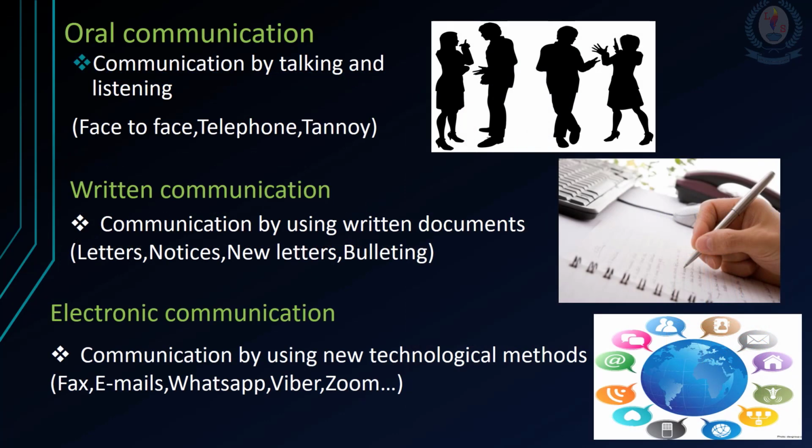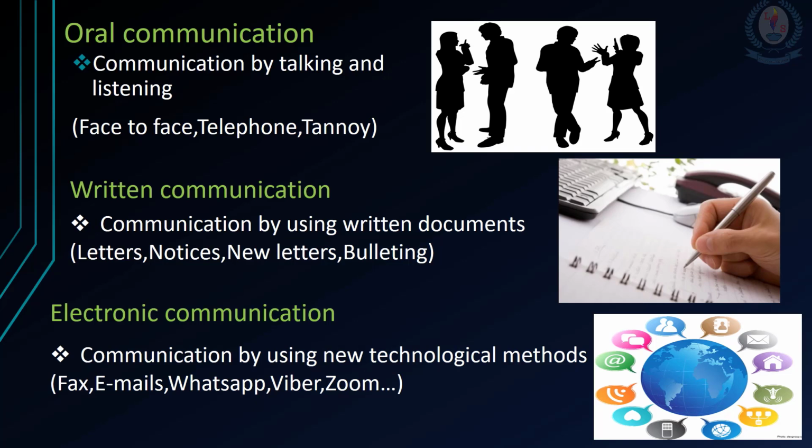Okay, we'll see. The first one is oral communication. That means communication by talking and listening, always through words. As examples, face-to-face and telephone. Written communication means communication using written documents, always giving evidence: letters, notices, newsletters, bulletins. And the latest one is electronic communication, communication by using new technological methods.